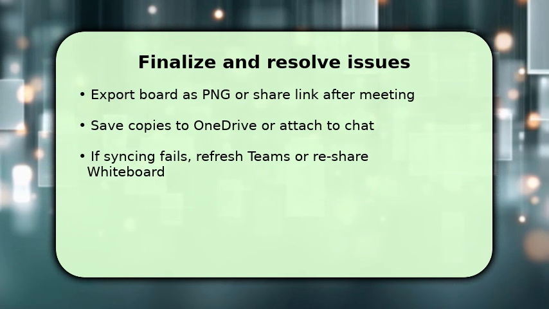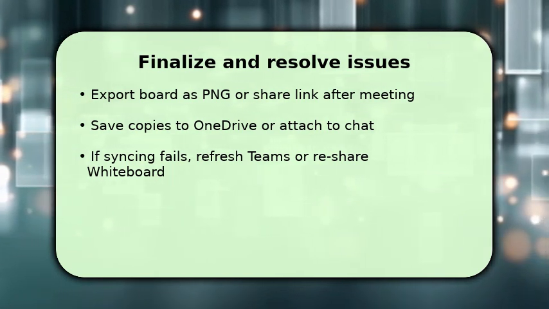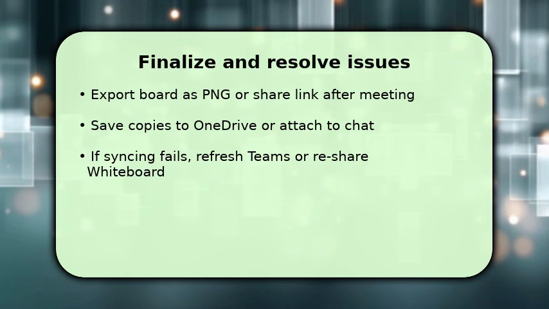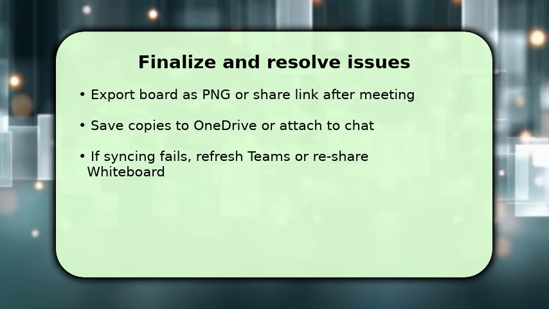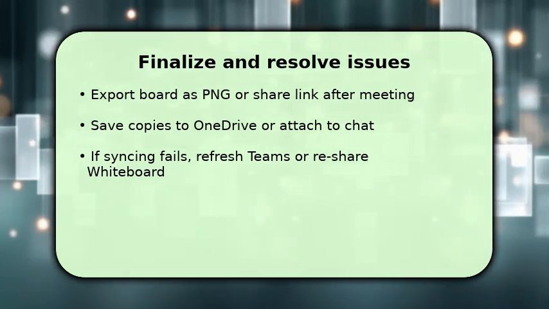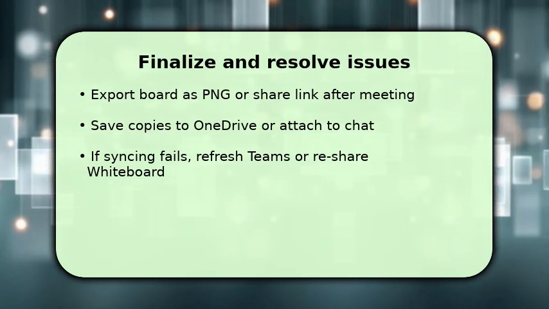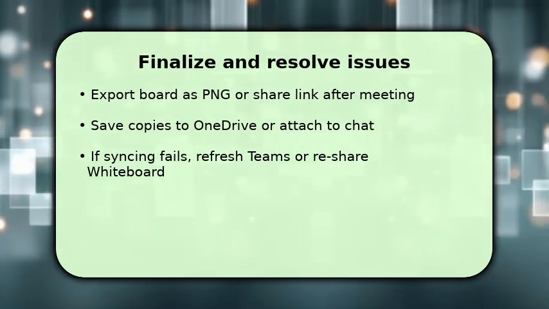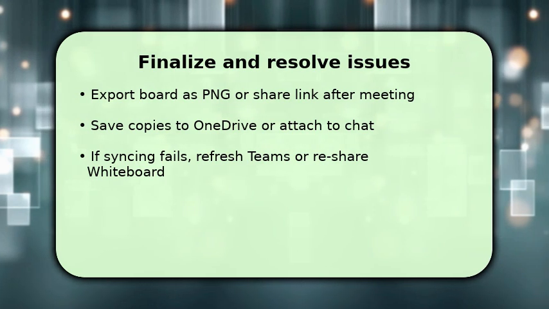If someone can't see updates, first refresh Teams or ask them to rejoin. Then reshare the whiteboard if necessary. This troubleshooting step fixes most sync issues and ensures everyone leaves with the same information. Your final step before closing the meeting.